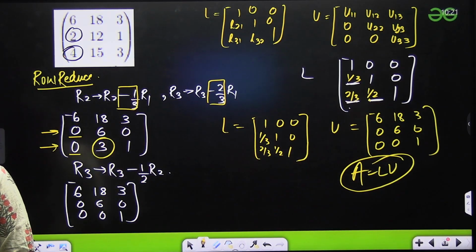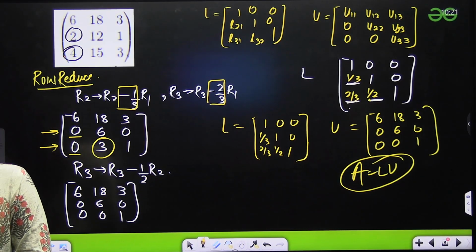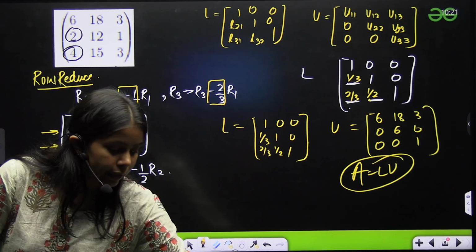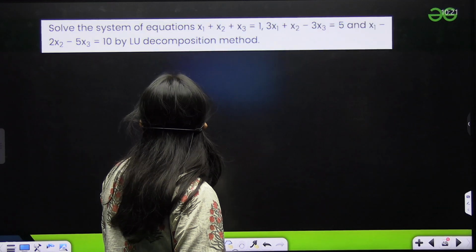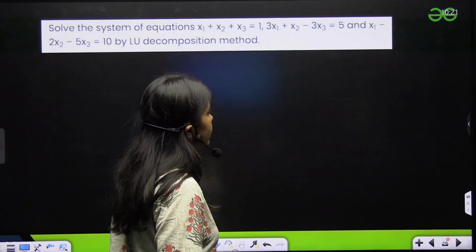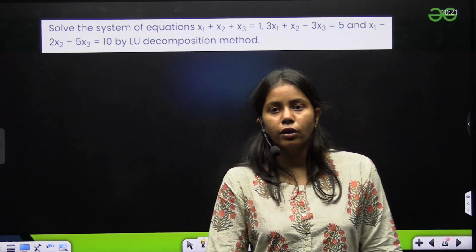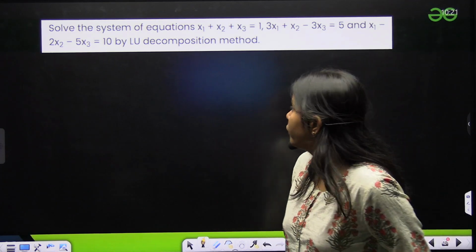So let's do one more matrix so that we'll be able to practice, and later on we are going to discuss why LU decomposition is required. Okay, let's first discuss why there is a requirement of LU decomposition. So what would we do?